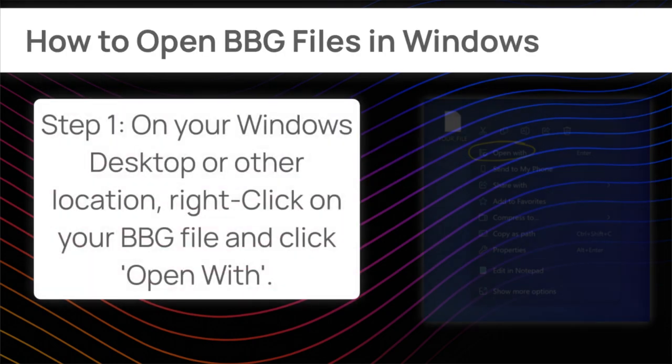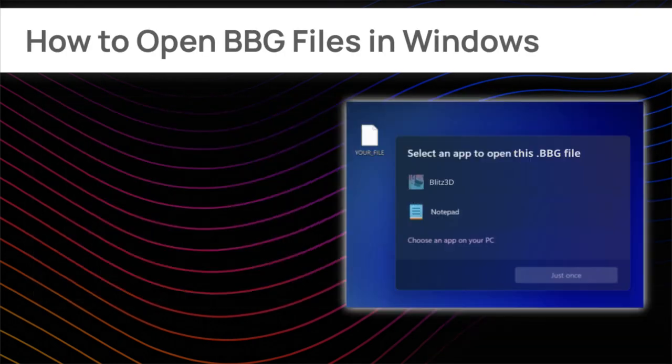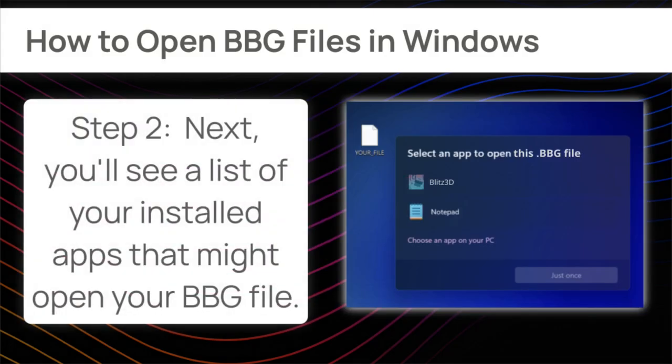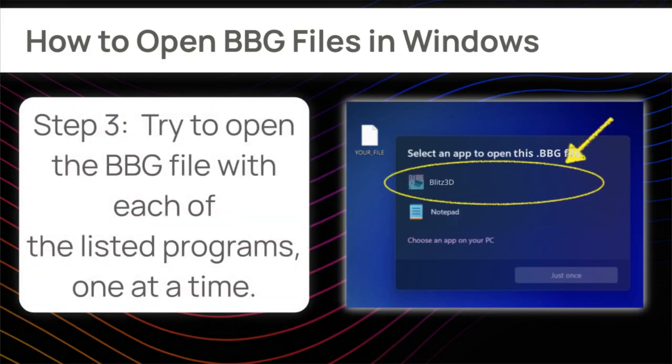Your first step to success: right-click the BBG file and choose Open With. If Blitz3D is installed, try it first. If you don't see it, pick a different tool. You might need to try a couple to find the ideal match.